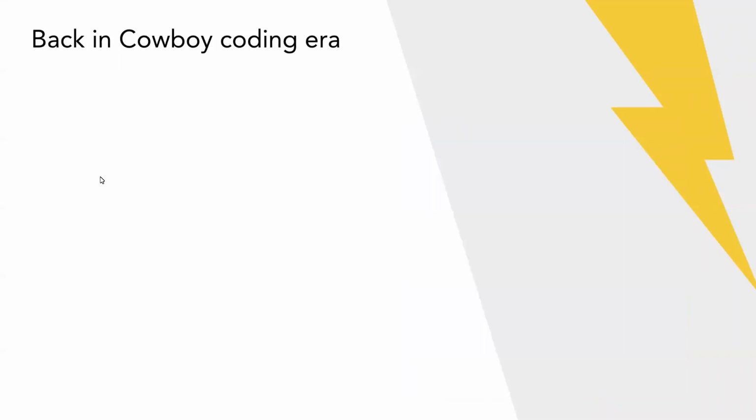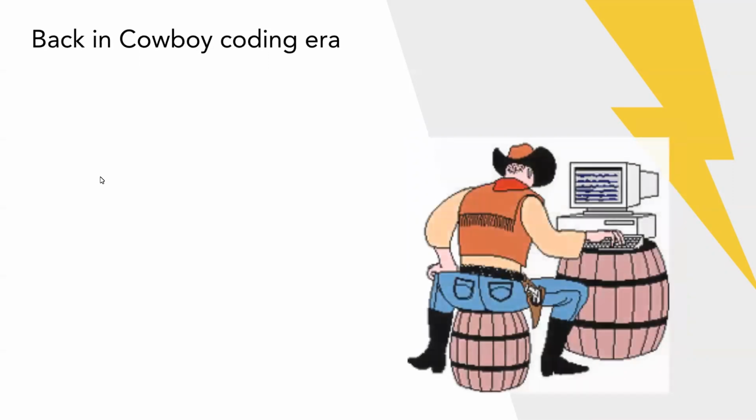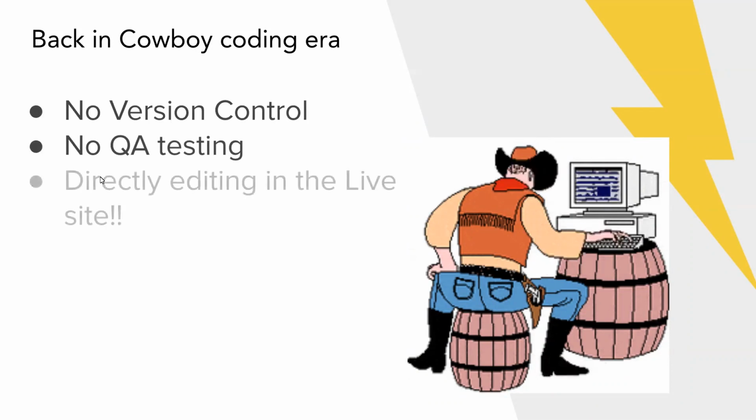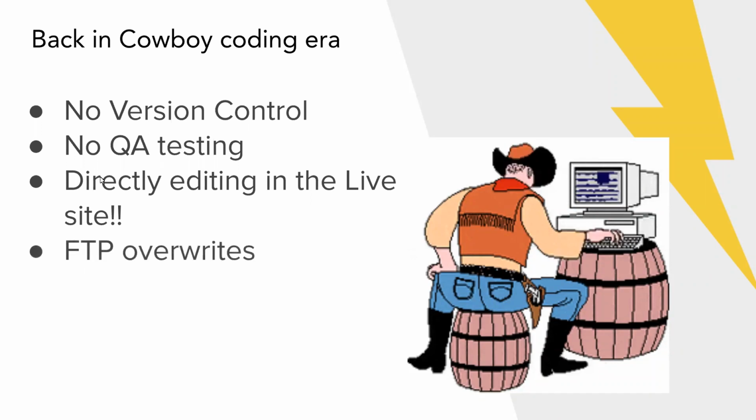So I remember those days when we were on the Cowboy coding era. Things get complicated when new developers comes in. We try to onboard them. There's no version control. There's no QA testing. We directly edit the sites in live. So we have like this common issue that we always step on each other's work because of the FTP overrides.